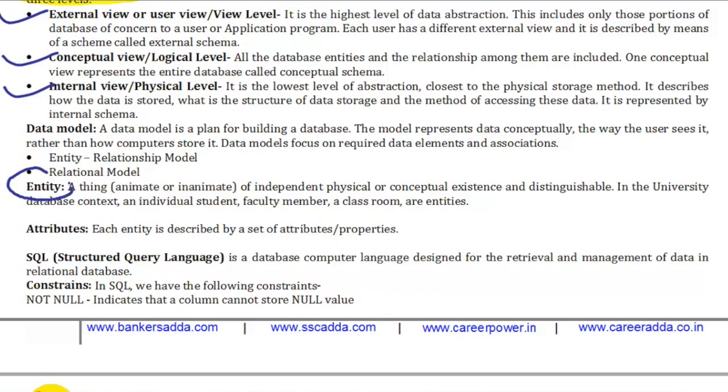Then what is an entity? An entity is a thing of independent physical or conceptual existence. In a database, if we are going to draw an ER model, that is an entity relationship model, we can consider an individual element as an entity. Similarly, there is an attribute. Each entity is described by a set of properties and those properties are known as attributes.